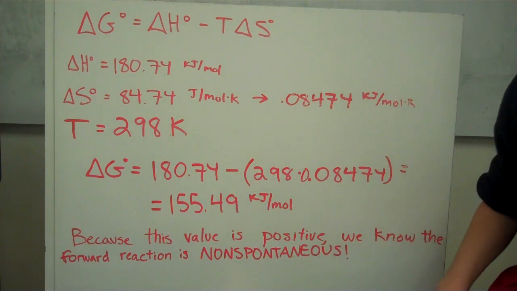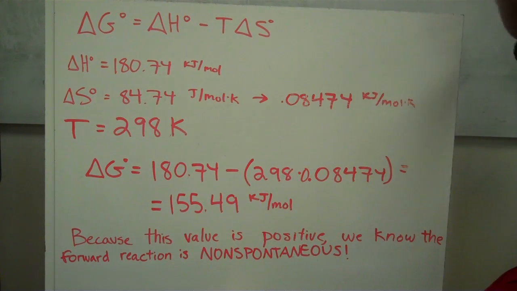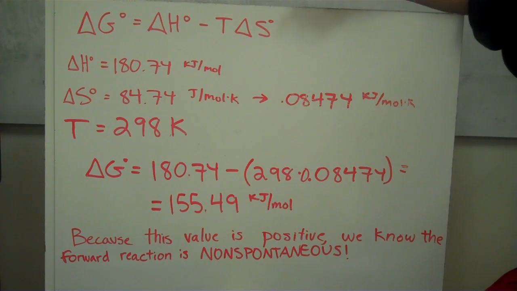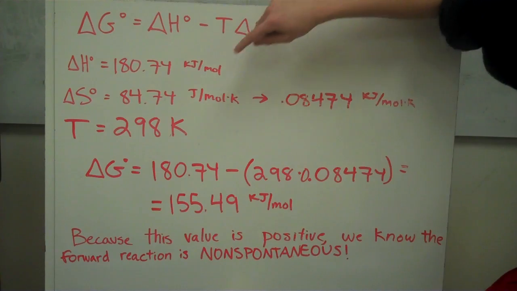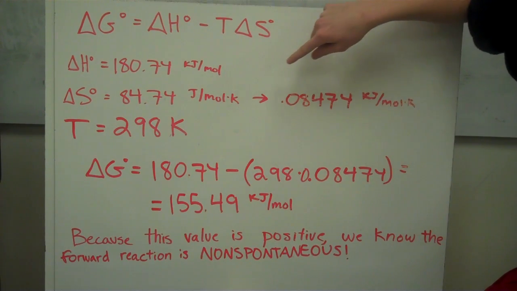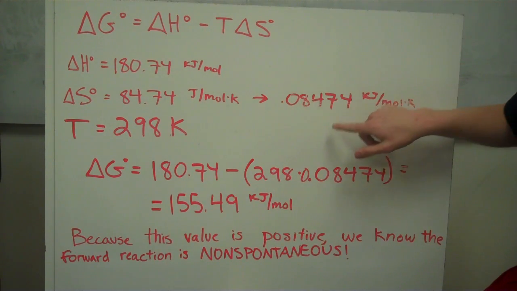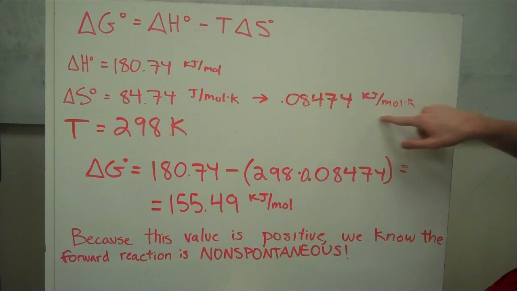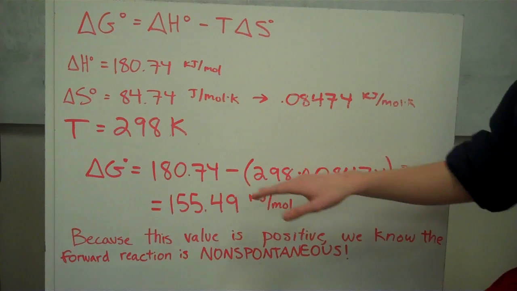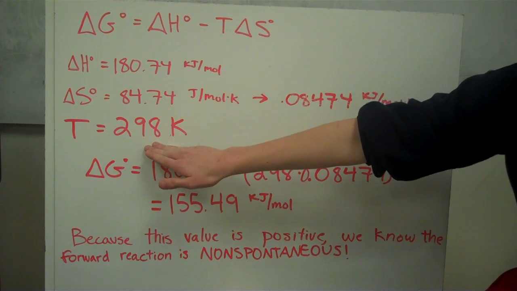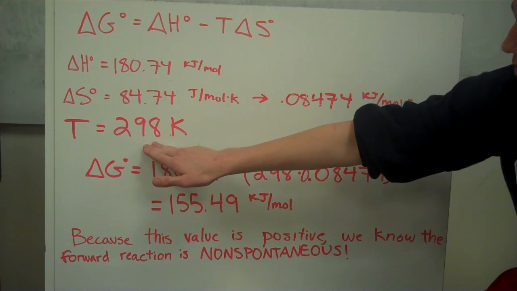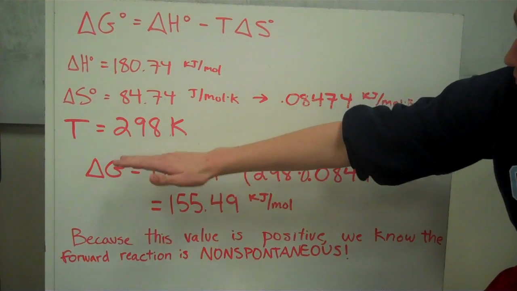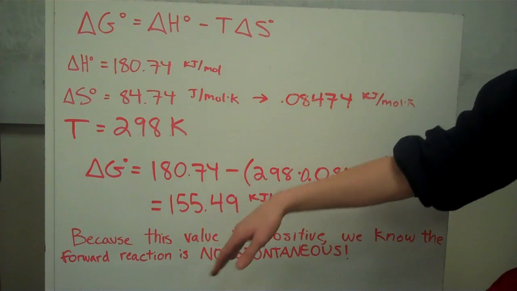Right, now that we have our delta H and our delta S value, we need to convert our delta S value to kilojoules per mole. And we do this by moving the decimal place over 3 places to the left. So this is our new value. We said before that this reaction occurred at STP, so STP is 298 Kelvin. So we plug all these numbers into our equation.